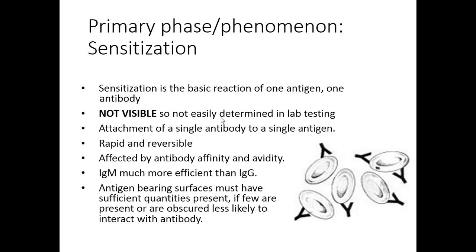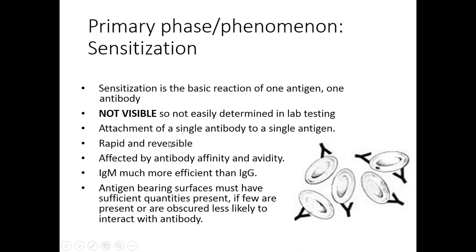We're going to see tests in later weeks where we can do things to manipulate this. Maybe we attach another antibody to this that has something that's going to cause another reaction, a colorimetric or an enzymatic reaction. But this by itself is not visible, and that's what we're talking about today. So the primary phase or phenomenon is called sensitization. It's not visible. It's a single antibody to a single antigen.